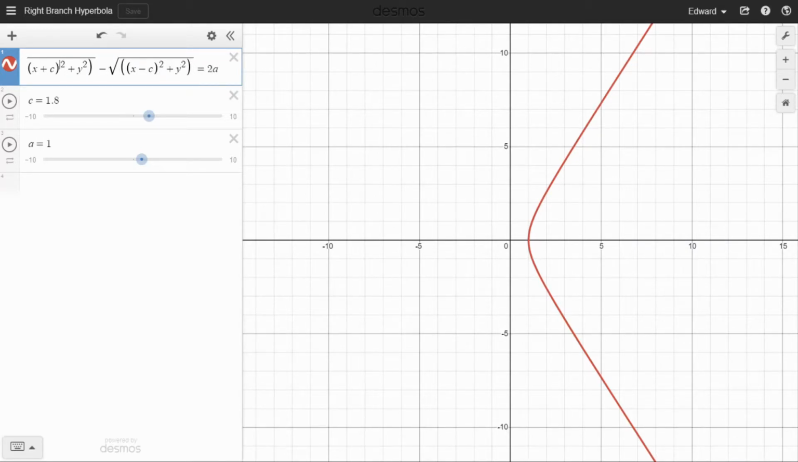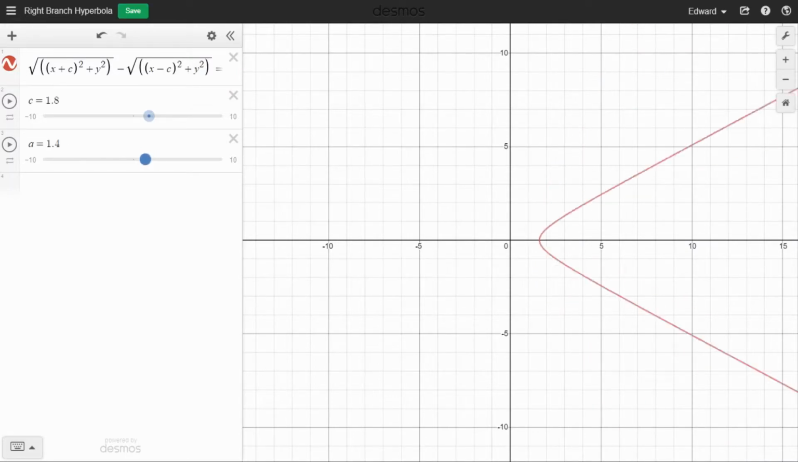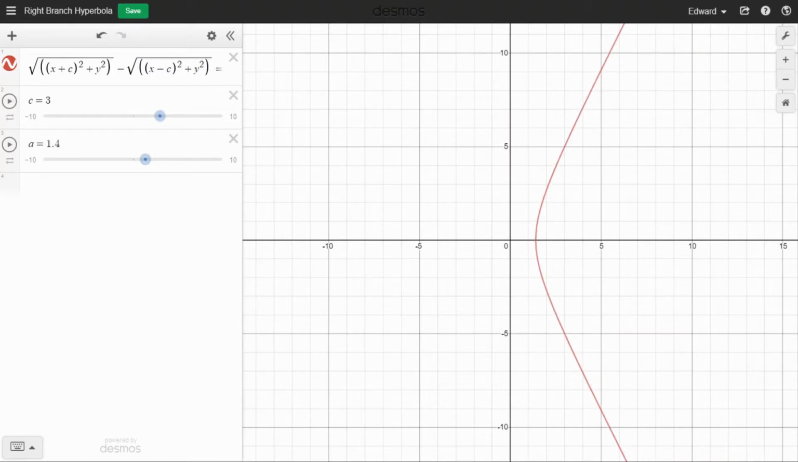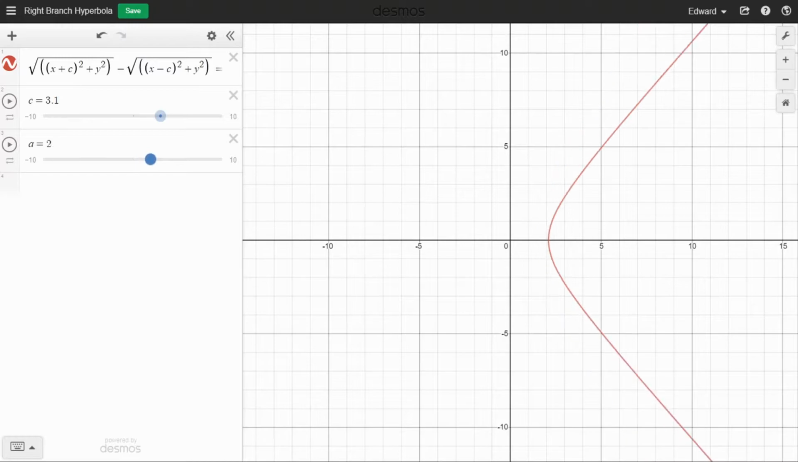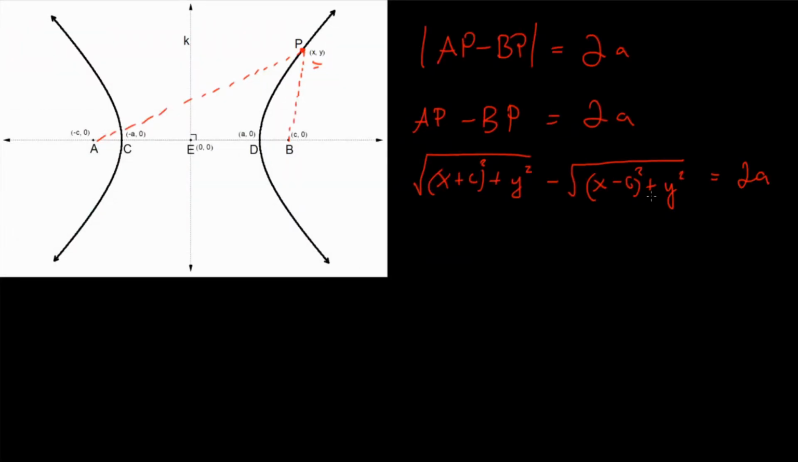But give me an arbitrary value c. What is c? The length between the center and the focus. And then if you give me a length between center and vertex, a, you're going to get the right branch of a hyperbola. You can play around with the sliders. I'll post this later if you want to play around with it. But the point I'm trying to make is we currently have the right branch of a hyperbola. If I had switched the order, I'd have the left branch.